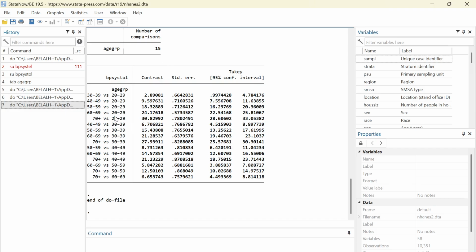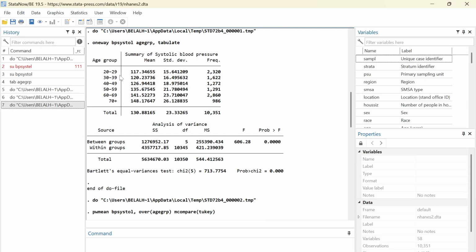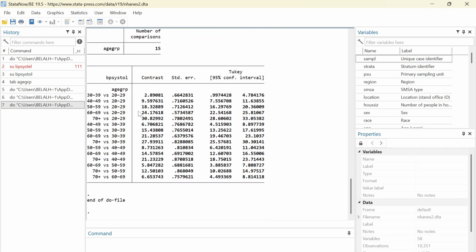Now let us look at this table and see the first comparison, which is pairwise: 30 to 39 versus 20 to 29. If you look at the contrast, the contrast is 2.89. That is basically the group mean difference. So the difference between these two groups is 2.89. If you look at the ANOVA results, 30 to 39 is 120 and 20 to 29 is 117, so about 3. That's exactly what you're looking at here. So 2.89 is the group mean difference between these two groups.